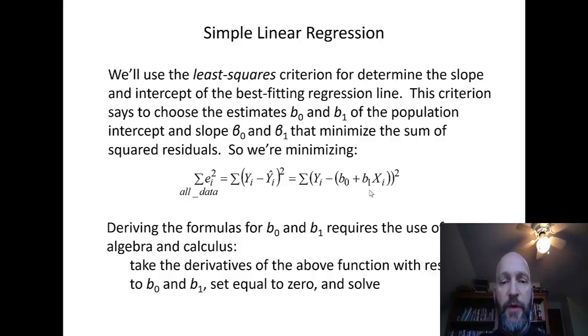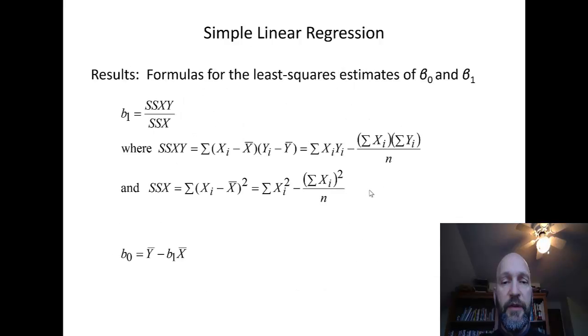I'm not going to go through all the details on how to do that, but the result that we get is the following formula. b1 is going to be the sum of squares for x and y, so SSXY, divided by the sum of squares for the x's, and here's the formula for SSXY. Just take the summation of xi minus x bar times yi minus y bar, multiply all those together, or add them all up, and divide that by the same thing but with xi minus x bar. So this gives us b1. In order to get b0, we just take y bar minus b1 times x bar.